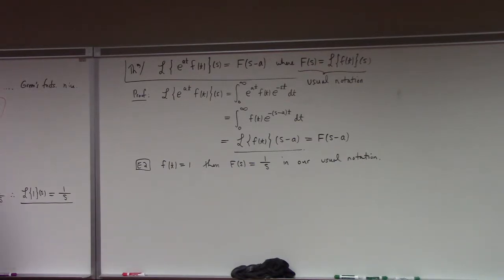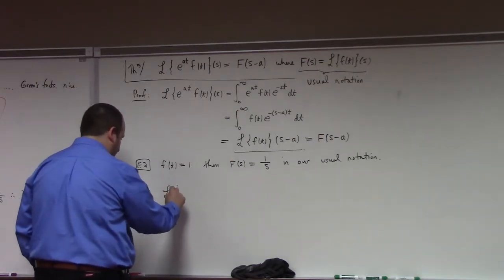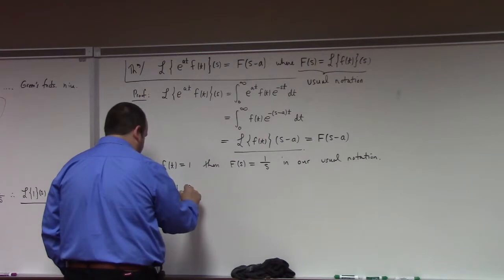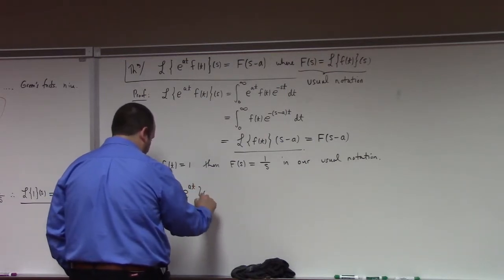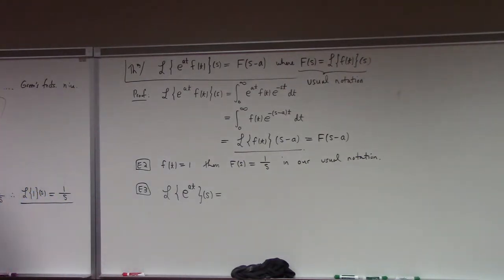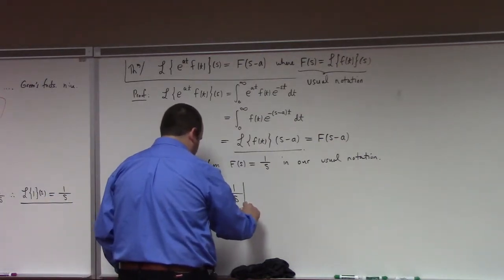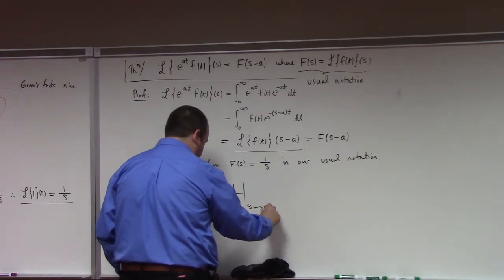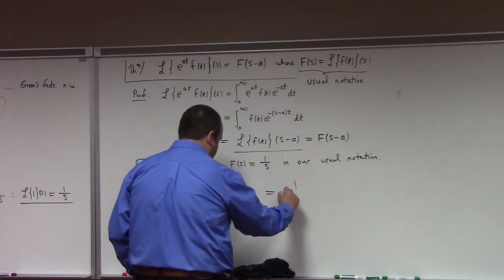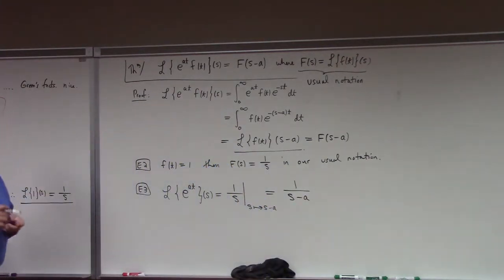What happens then? What's example 3? What's the Laplace transform of e to the at? It should be 1 over s, where we're taking s and replacing it with s minus a. In other words, it's 1 over s minus a. So the Laplace transform of an exponential is just 1 over s minus a.